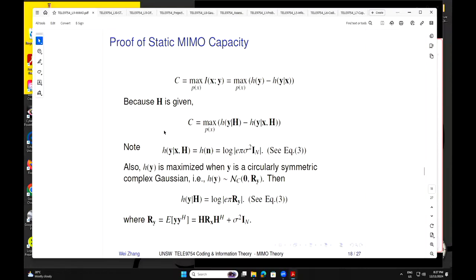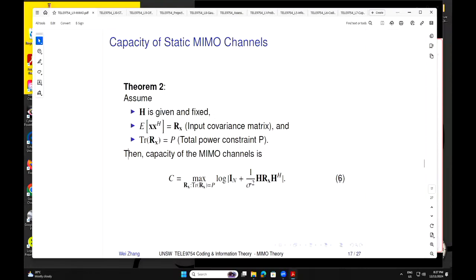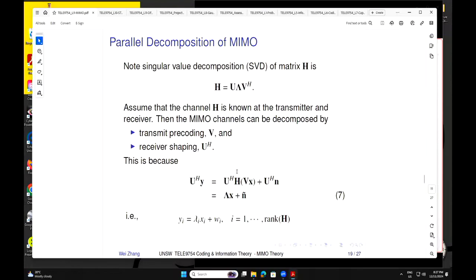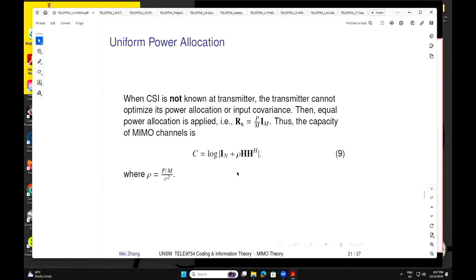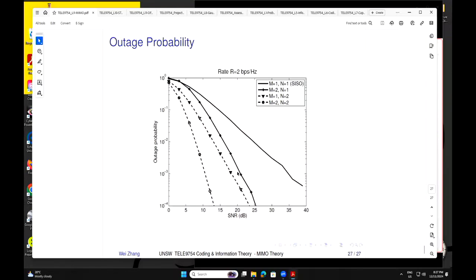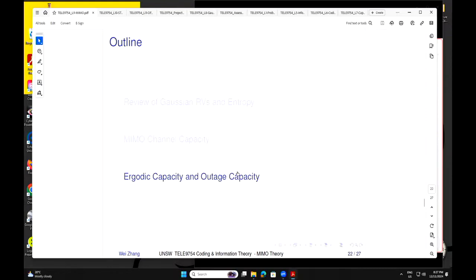You have to go to the beginning to see how equation 6 can be derived. If you truly know where it comes from and how it can be derived, then you know how to apply it, right? I think that part is critical. And this part is only simulation for the project, so I will know. I think that's only for the project, this part, ergodic and outage probability.